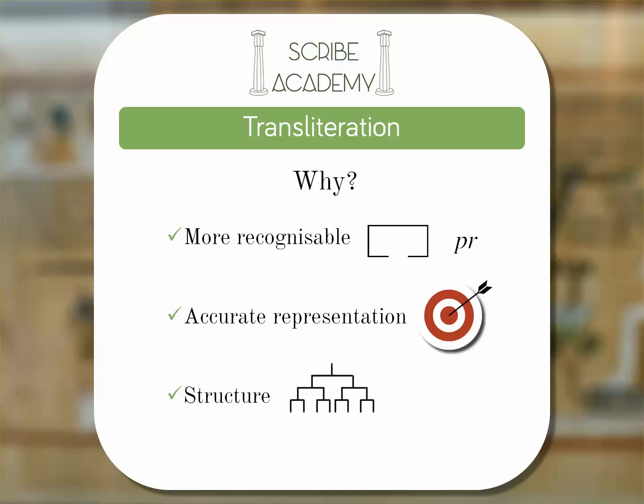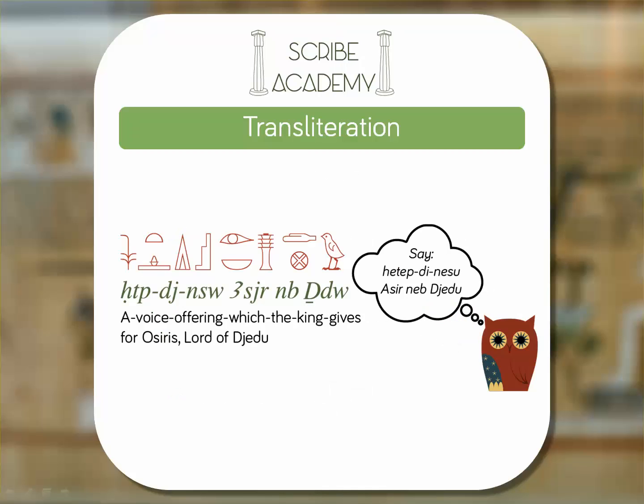It can also help us see the structure of a text more effectively, as Egyptian didn't have punctuation or put spaces between words. When you're done, you end up with something like this. The hieroglyphs are at the top, the transliteration in the middle, and the translation at the bottom.